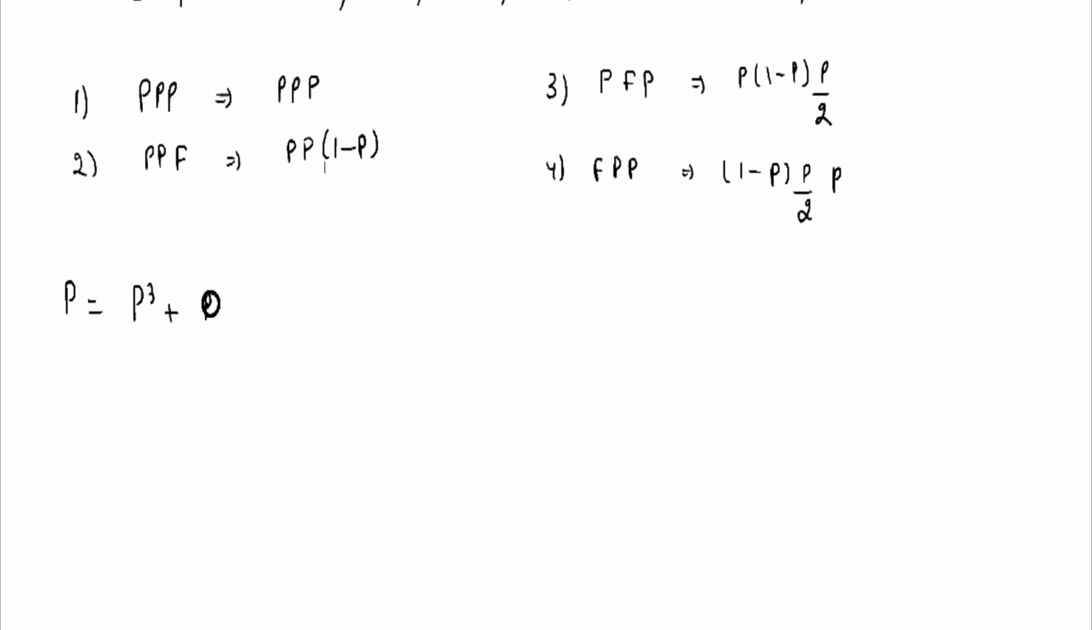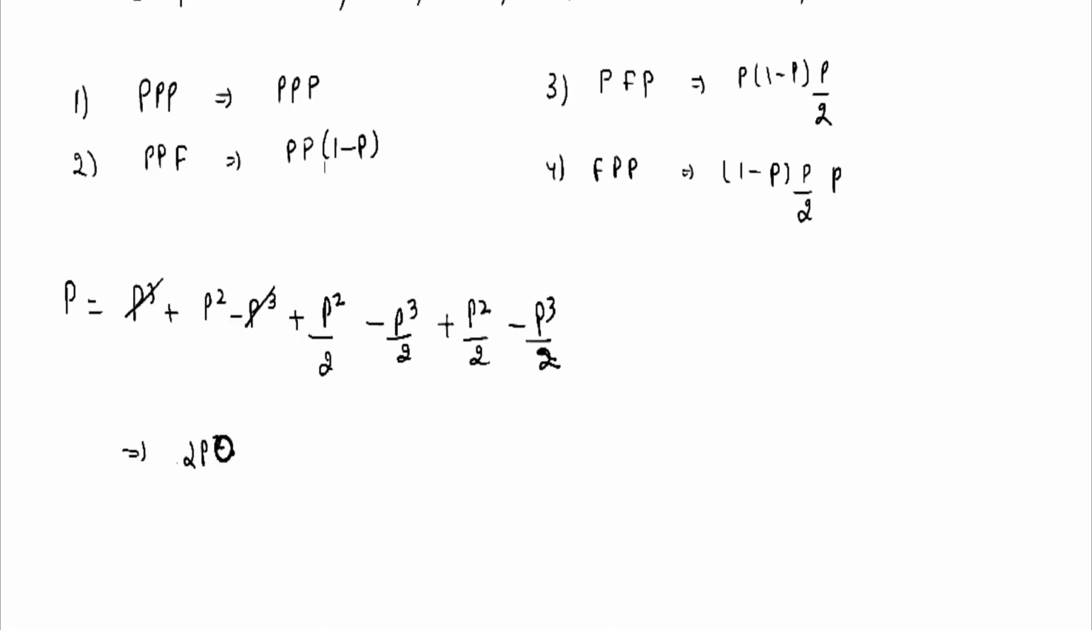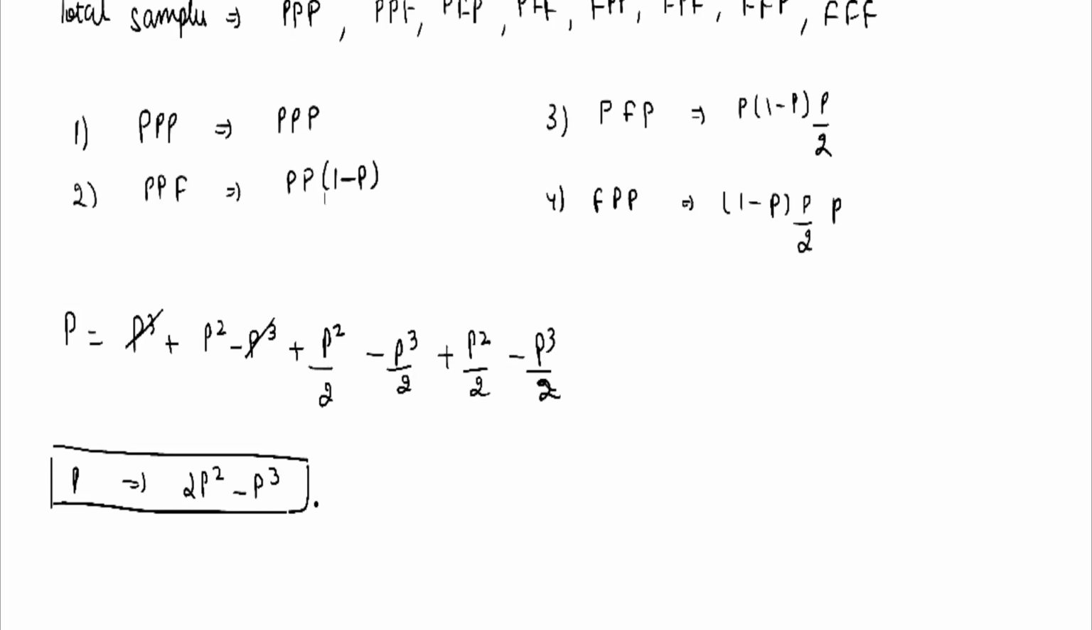PQ plus P square minus PQ plus P square upon 2 minus PQ by 2 plus P square by 2 minus P cube by 2. So P cube and P cube get cancelled. So 2P square minus P cube. So this is the probability when he will get qualified.